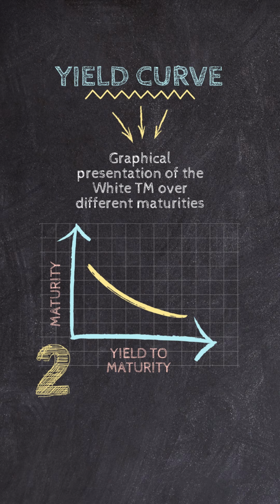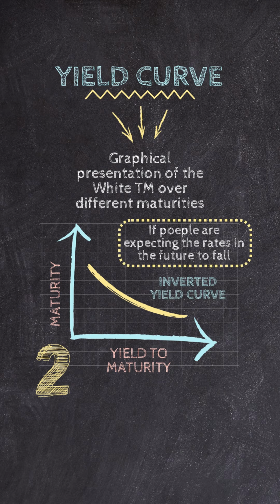However, if the longer maturities have a lower rate and the shorter maturities have a higher rate, there is an unusual situation which is called an inverted yield curve. This may be if people are expecting the rates in the future to fall because maybe there is an impending recession and the central bank wants to lift up the economy.